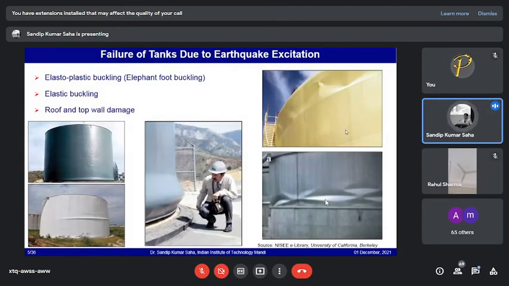So when we talk about the damages from earthquakes, there are several types of damages, but some of the critical damages are associated with the tank wall. It could be plastic, it could be elastoplastic, or it could be elastic buckling. Typically, perfectly plastic buckling is not allowed in tank designs, as it is an important structure. So we try to keep it in the elastic zones. Nevertheless, it can show elastoplastic buckling, which is typically known as elephant foot buckling, which you can see in this figure.